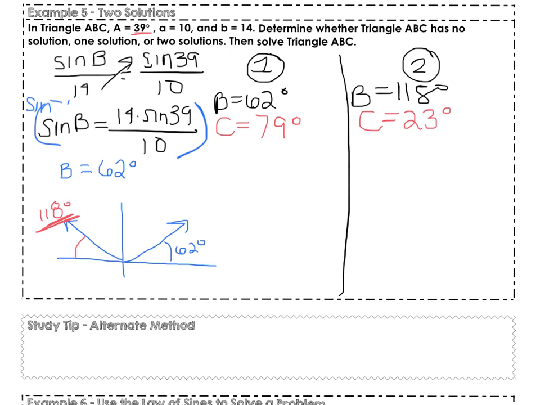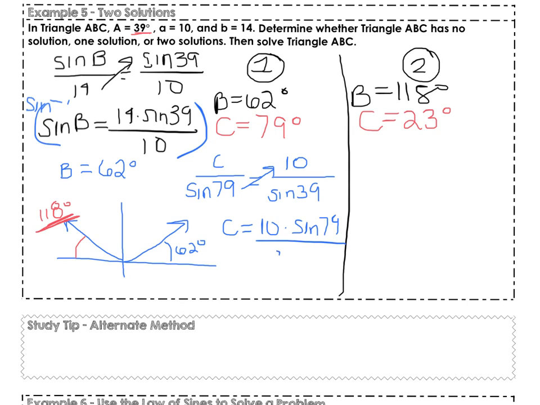Now, the next piece of information that we need to solve for in both of them is side length C. Now, it's going to be different in both of these problems because both of them have a different value for angle C. Now, I'm going to use my law of sines relationship that was given from the very beginning of my problem, and that's my ratio for A. Multiply both sides by sine of 79, so we have 10 times sine of 79 all over sine of 39. We type this in and we get that C is approximately 15.6.